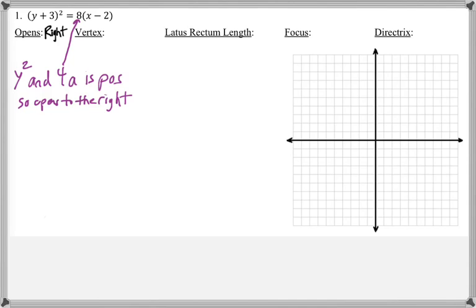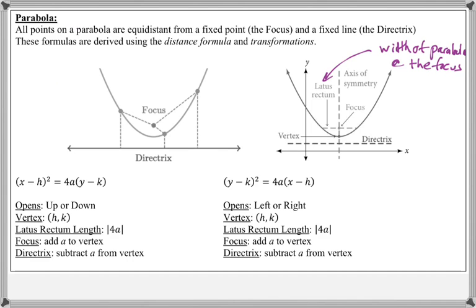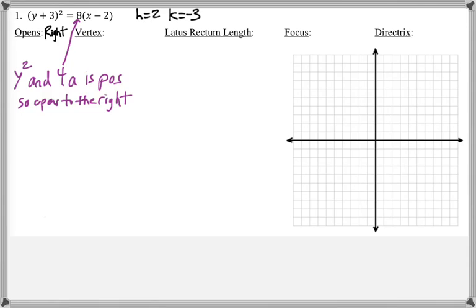Next, let's look at the vertex. My h is equal to 2 and my k is equal to negative 3. Because the formula has negatives, it's always really the opposite sign of whatever we see there. So it's going to be a positive 2 and a negative 3, because this is a positive 3 and a negative 2. So my vertex is (2, -3).